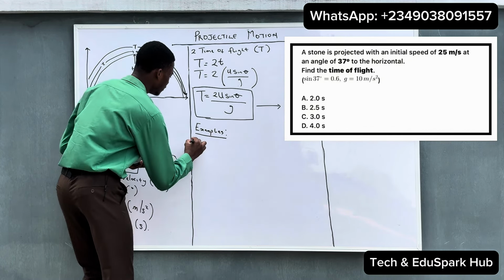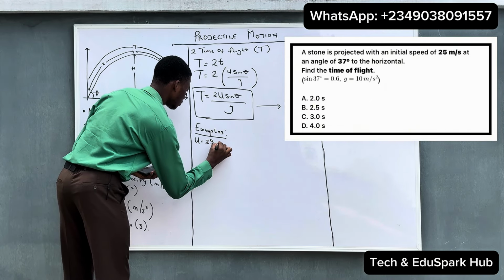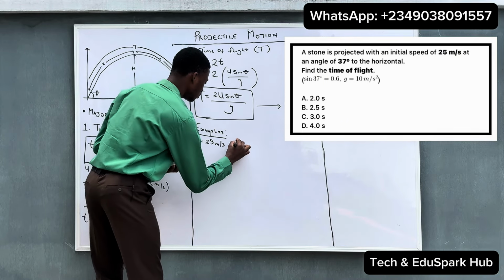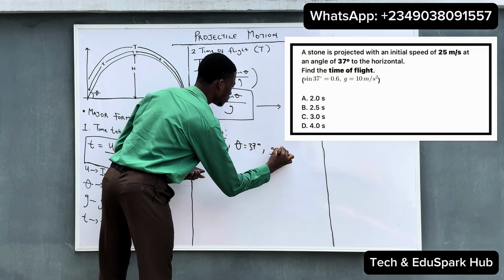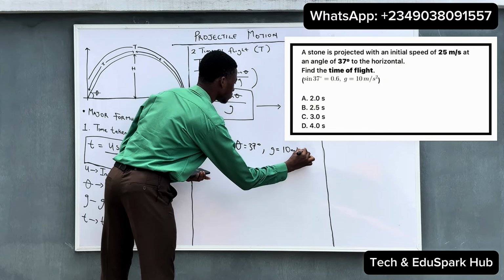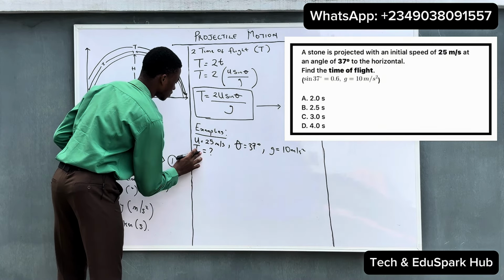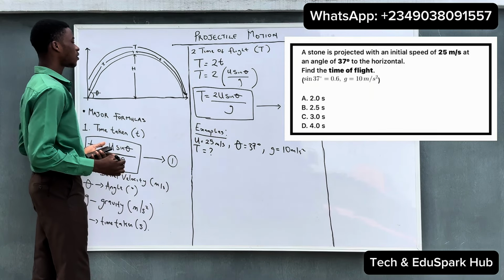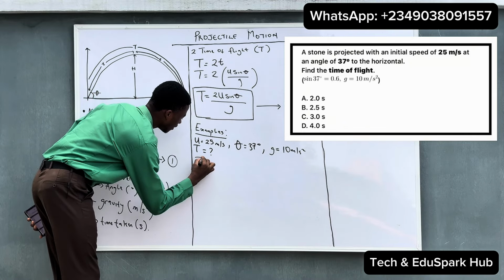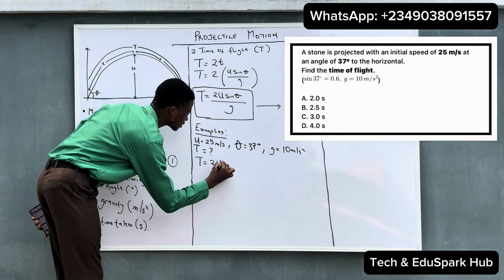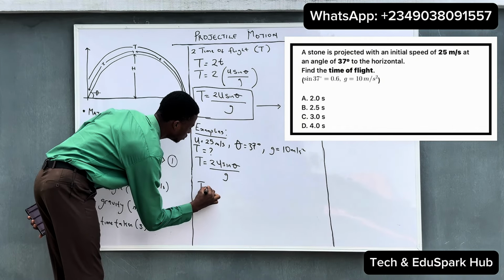So writing our given parameters, we have our u equal to 25 meters per second, followed by our angle, which is equal to 37 degrees. And lastly, we're given our g to be equal to 10 meters per second squared. The question is asking us to calculate our big T, which is the time taken. From what we know, our big T is equal to 2u sine theta over g. So writing our formula, we have big T equal to 2u sine theta over g. From this formula, we can put in our parameters.